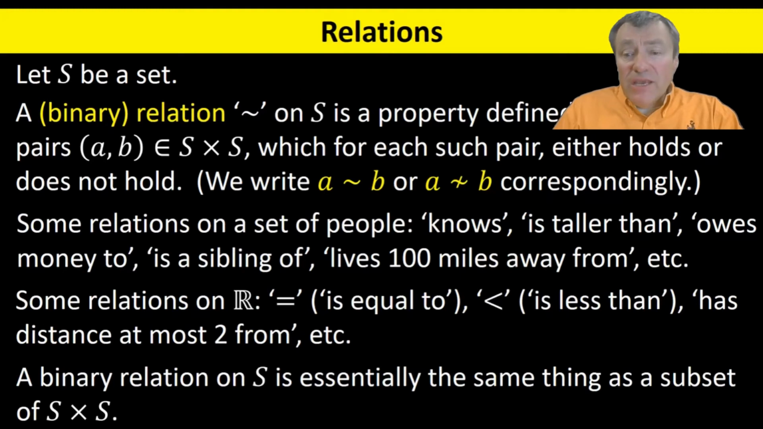Now, a binary relation on a set S is really the same thing as a subset of the ordered pairs. That's a subset of the Cartesian product of S with itself. So the Cartesian product of S with itself is the set of all ordered pairs A, B, with A and B being elements of S. So in an ordered pair, you have a first element A and a second element B in that pair, and the order matters.